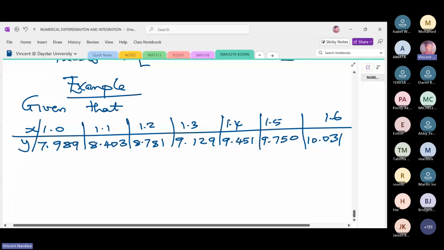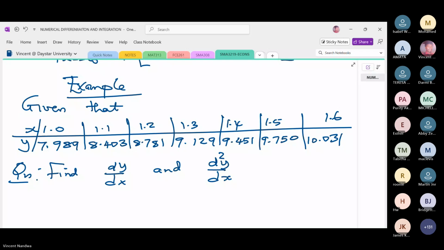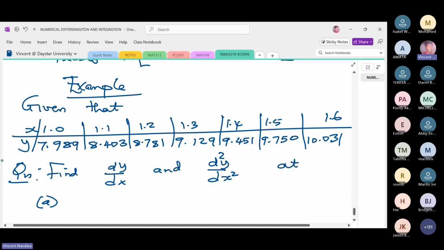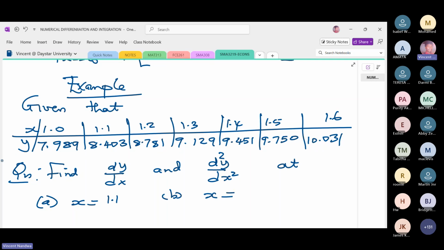So given this table, the question is, find dy/dx and d squared y/dx squared at x equals 1.1 and then at x equals 1.6.